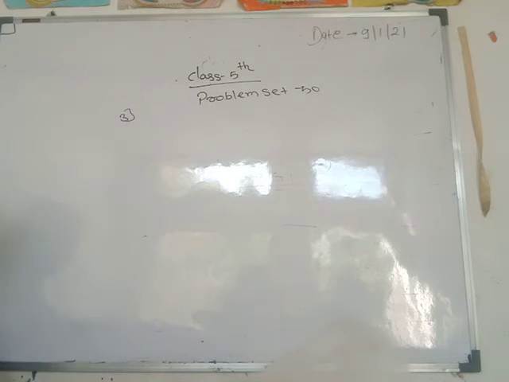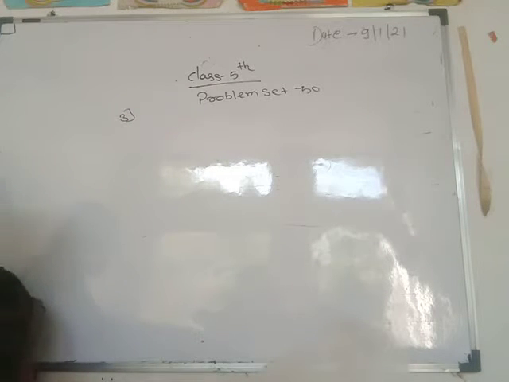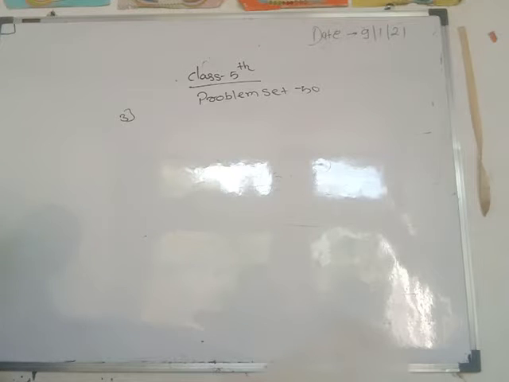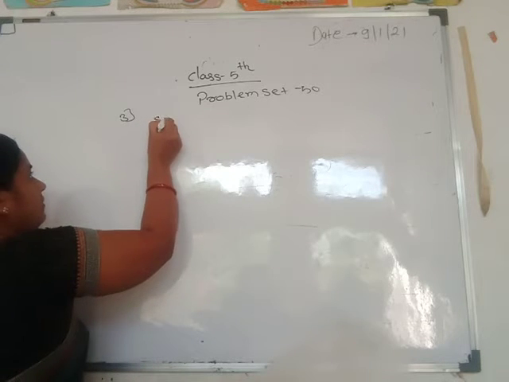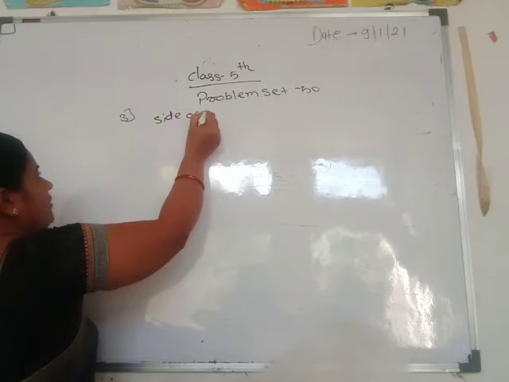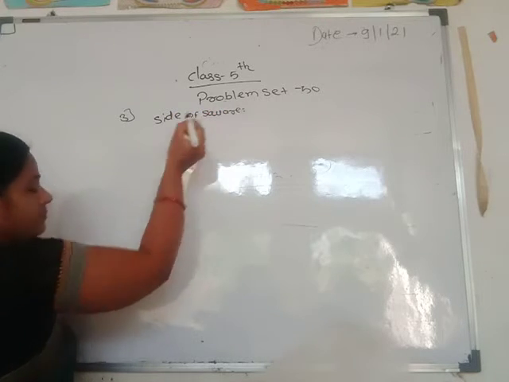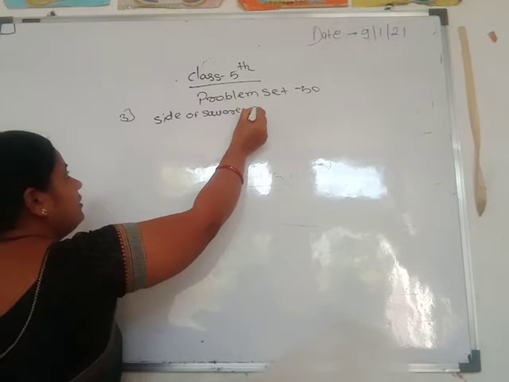Third example. The side of a square is 4 cm, the length of a rectangle is 8 cm and its width is 2 cm. Find the perimeter and area of both figures. Here the side of the square is 4 cm, and L and B are also given. Then you find the perimeter and area of the square and the perimeter and area of the rectangle. First, side of square, here 4 cm.